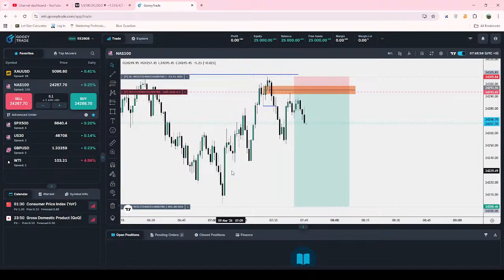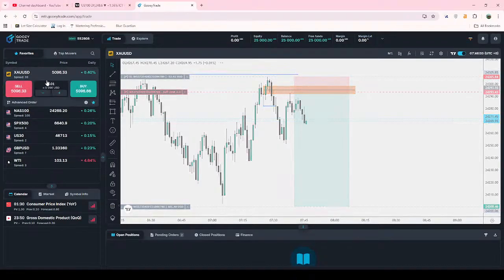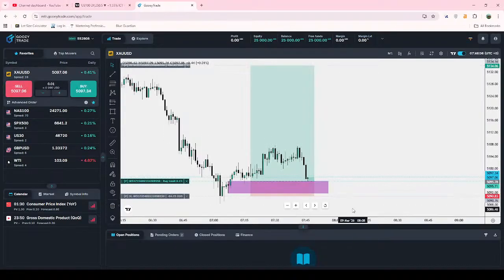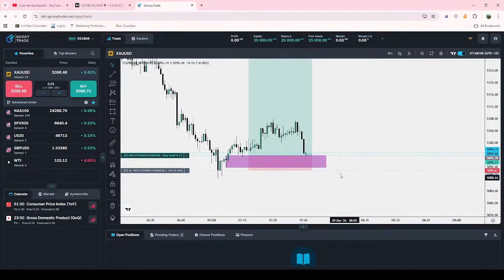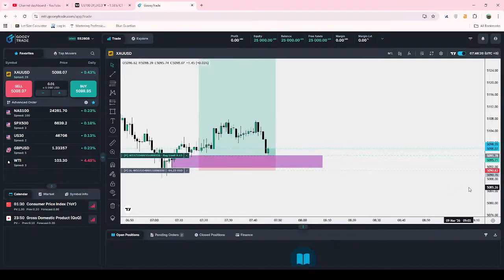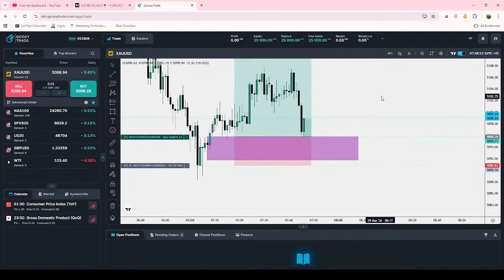The US 100 has started to go down without taking in my order. The gold came down, it touched the entry but didn't take our order. Should we do a market entry or wait for it? I will say wait for it. The liquidity is still there. It swiped most of the liquidities, but this liquidity still rests.